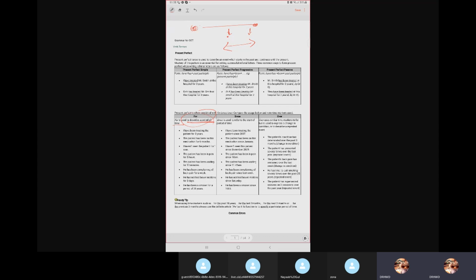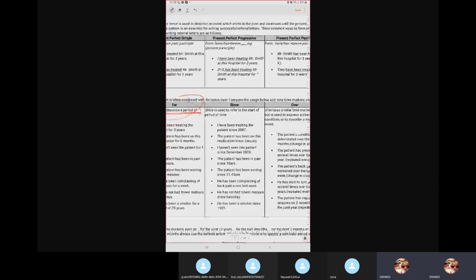I'm saying you'd be saying for when you know the beginning of time and you know the ending of the period of time. Since is only used when you only know the starting of the period of time, right? She has been taking Parkinson's treatment since 2007, right?